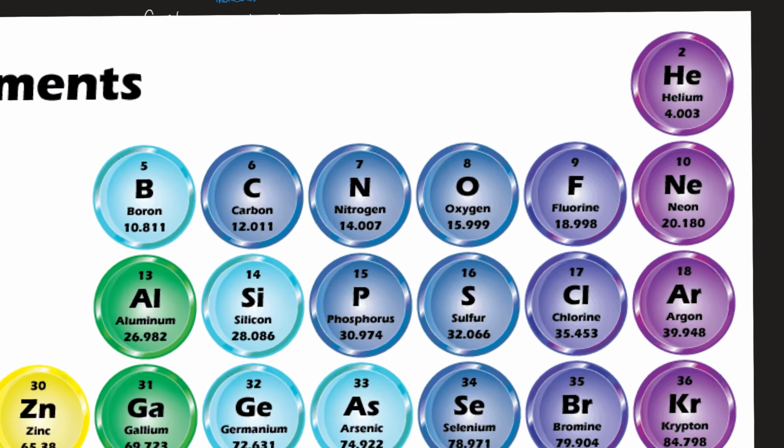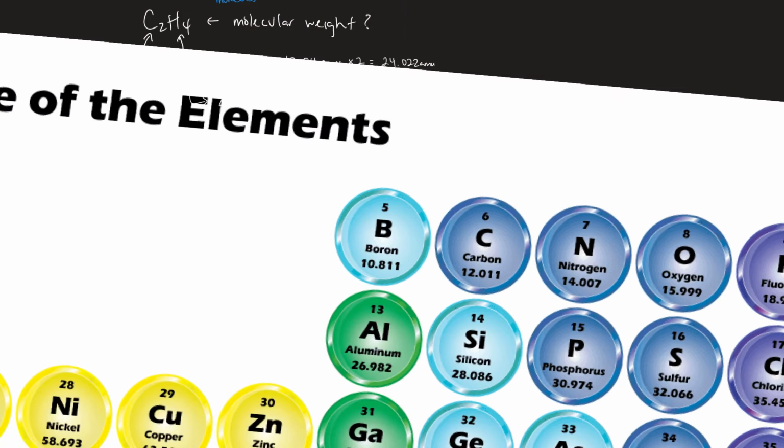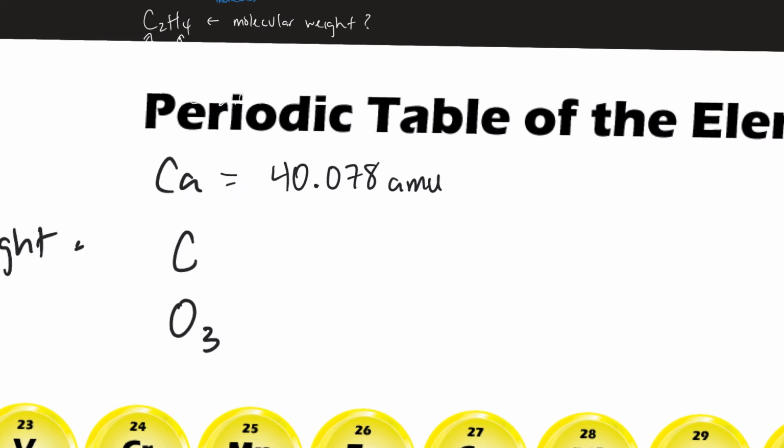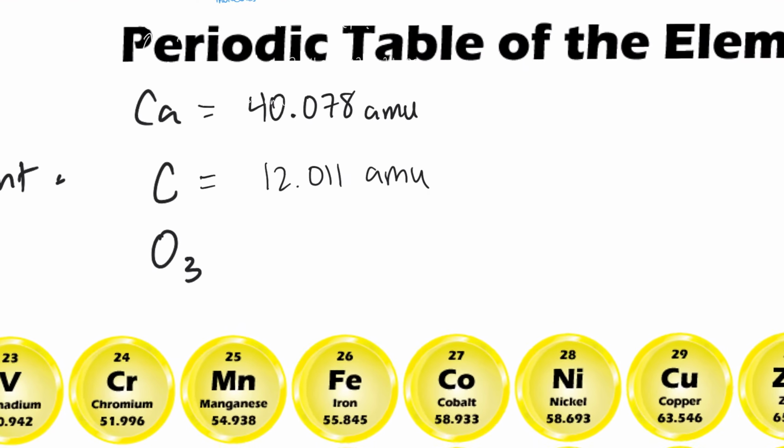All right, now let's look up the one for carbon. We see that the atomic weight for carbon is 12.011 AMU. And then let's also look up the one for oxygen. What we see here for oxygen is 15.999. That's the atomic weight for oxygen.